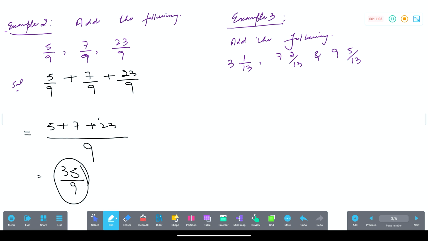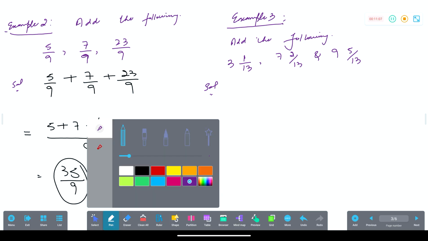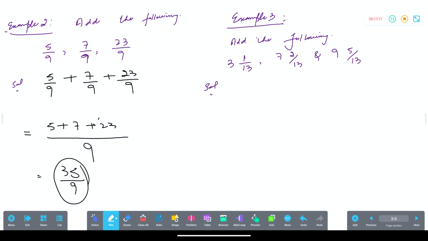So I'm writing this solution. Whenever there are mixed fractions involved, the first thing you have to do before any operation is convert them into improper fractions. And if you have seen my previous lectures, in one of the lectures I have already shown how to convert improper fraction into mixed and mixed back into improper. That's a mixed fraction here. So I am converting them into improper fractions.